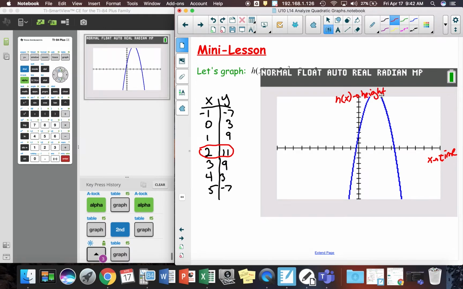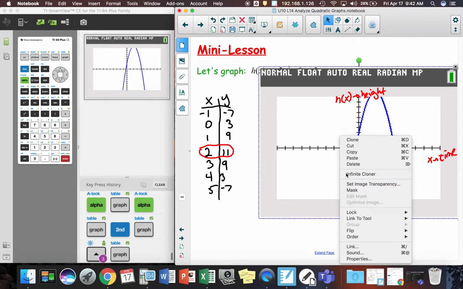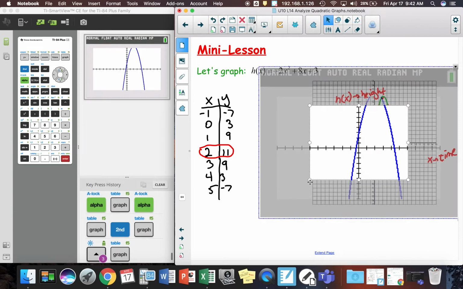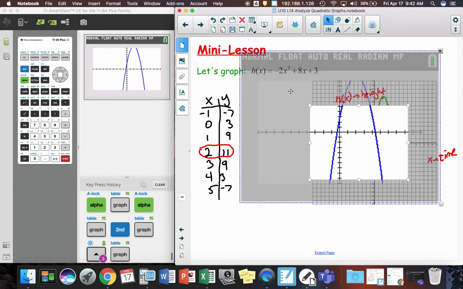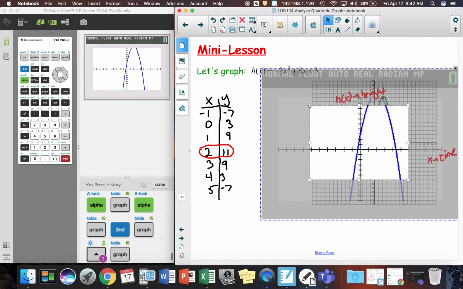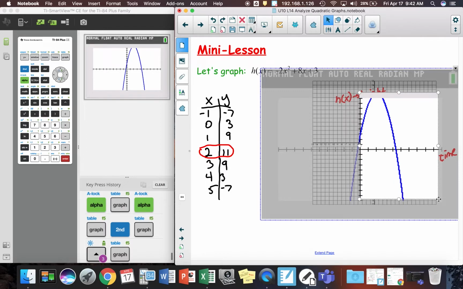Okay. Now let's think about this logically. Can I have a negative time? Can I go backwards in time? No, not at all. So I'm going to actually cut out part of this graph. I don't need this whole thing. Let's see if I can do that. Oops. Hang on. So I don't need this part of the graph going back there. I only need this positive part so far. Okay? So I don't need this negative. I just want the positive here.